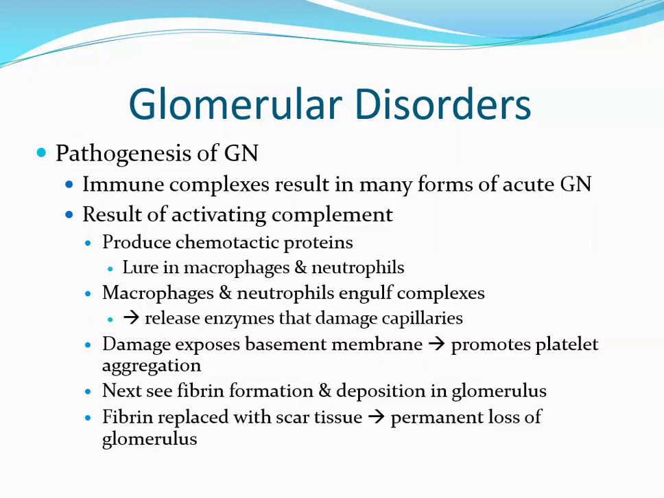What is the result of activating complement? You will see the production of chemotactic proteins. These proteins promote the filtration of macrophages and neutrophils. Normally, they do not filter out and will stay in the blood. These macrophages and neutrophils begin to engulf the complexes and, in the process, release enzymes and toxins that damage the capillary wall. This damage then exposes the basement membrane and promotes the process of platelet aggregation. This is then followed by fibrin formation and deposition in the glomerulus. Over time, the fibrin will be replaced by scar tissue, which ultimately results in permanent loss of the glomerulus.